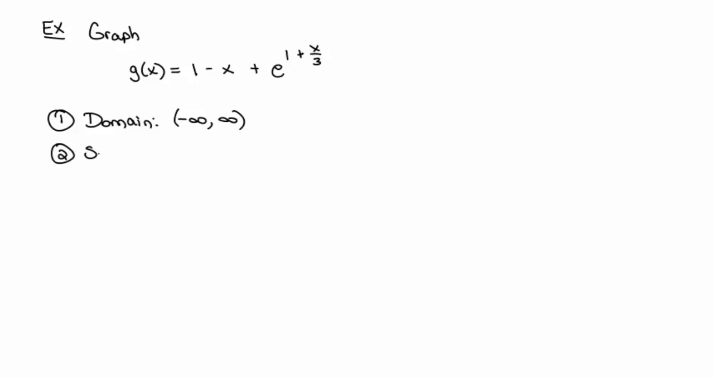Second thing I'm going to look for is symmetry. Oh, no, actually, sorry, that's the third thing. I'm going to do intercepts here. Although it wouldn't be wrong to look for symmetry first, but I'm going to do intercepts. When we evaluate g at 0, we get 1 plus e. So that's my y-intercept. Maybe I'll write that over here, y-intercept: (0, 1 plus e). So it's about 3.718281828459045.